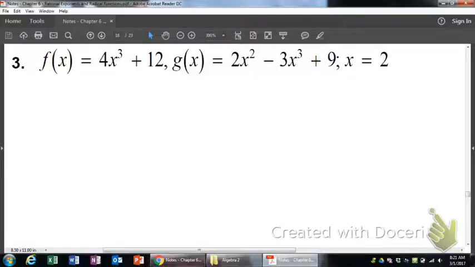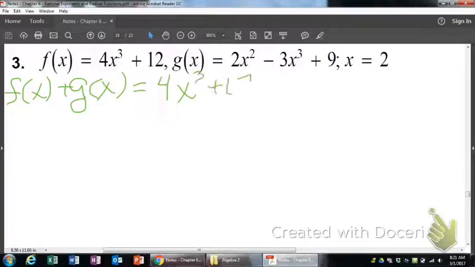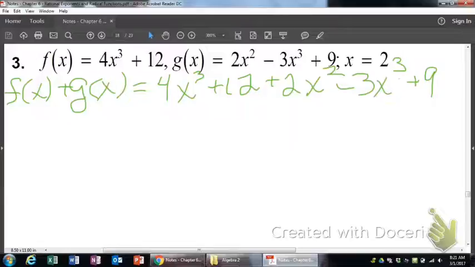So this is the video for number 3. Once again, I'm adding f of x plus g of x. So that means I have 4x cubed plus 12 plus 2x squared minus 3x cubed plus 9. So all I'm going to do is combine my like terms.